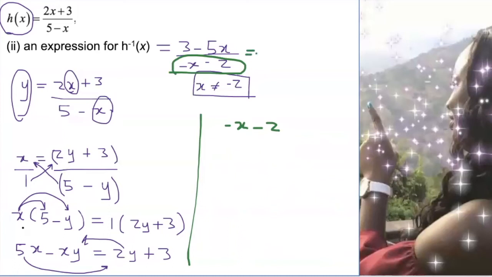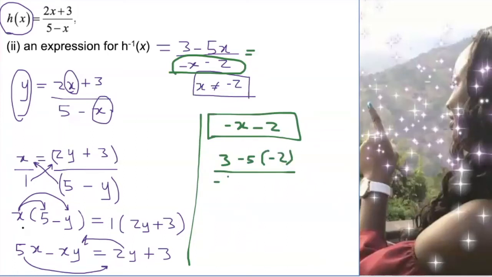So when I substitute negative 2 into this function, I will have 3 minus 5, and then I have minus 5, and then x is negative 2, over minus 2 minus 2. So minus 5 times minus 2, that's positive 10. So this is 3 plus 10. But in the denominator, this is negative and negative, that's positive. So that's positive 2 minus 2. So we will have 13 over 0 because 2 minus 2 is 0.